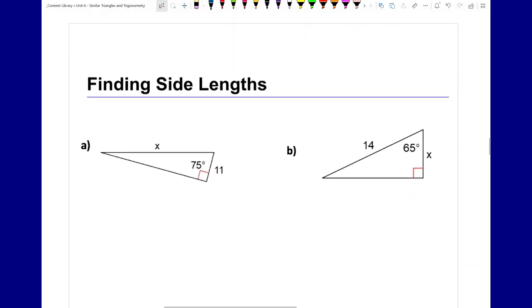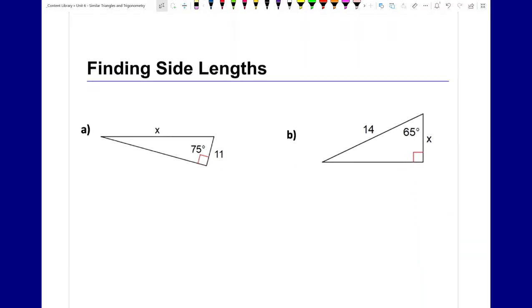So again, we're going to look at how to find side lengths using our cosine ratio. We have our reference angle, 75. We have our hypotenuse, we have our adjacent, and we have our opposite. The two sides that we're dealing with are our hypotenuse and our adjacent, so we're dealing with cosine. So cosine theta equals A over H. Cosine of 75 is equal to 11 over X.